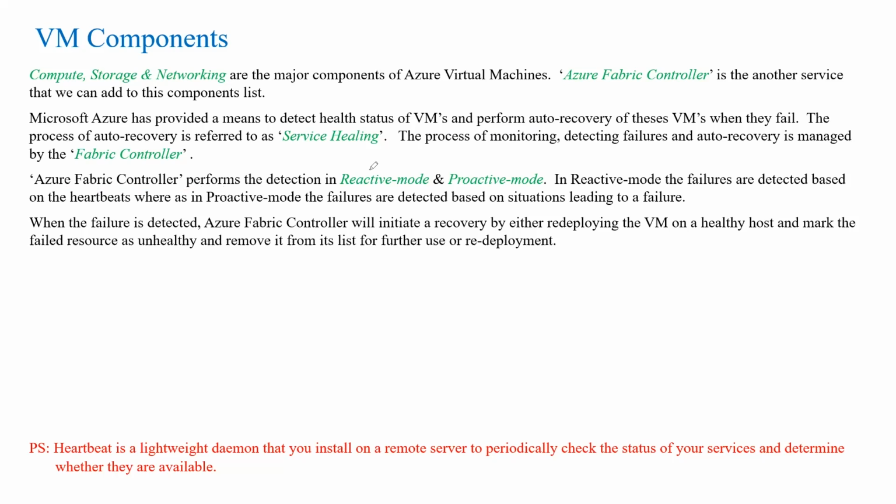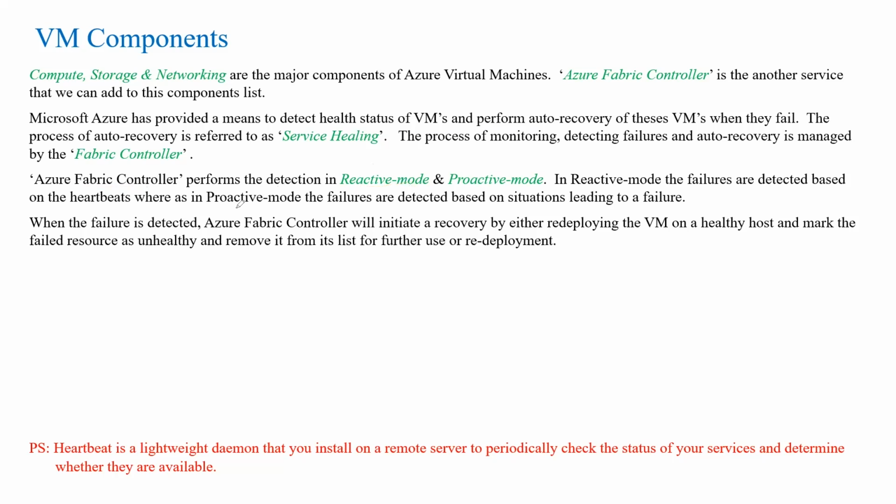If any such thing is noticed, this Azure Fabric Controller immediately creates another virtual machine. It is something like a load balancer. The present virtual machine that has a defect or issue will be isolated, and in its place this new virtual machine will be placed. That is how it works in the case of reactive mode.